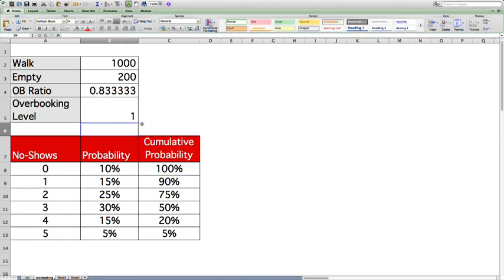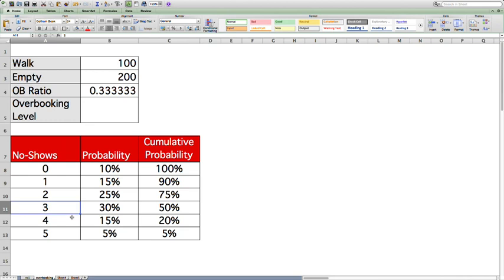And then let's just do one more example. Let's change this one out. Let's say that my cost of walking is really, really cheap. Let's say it's only $100, okay? Now my overbooking ratio goes down to 0.333. I look for the first cumulative probability that is larger than that. It's 50%, and my corresponding number to overbook is 3.